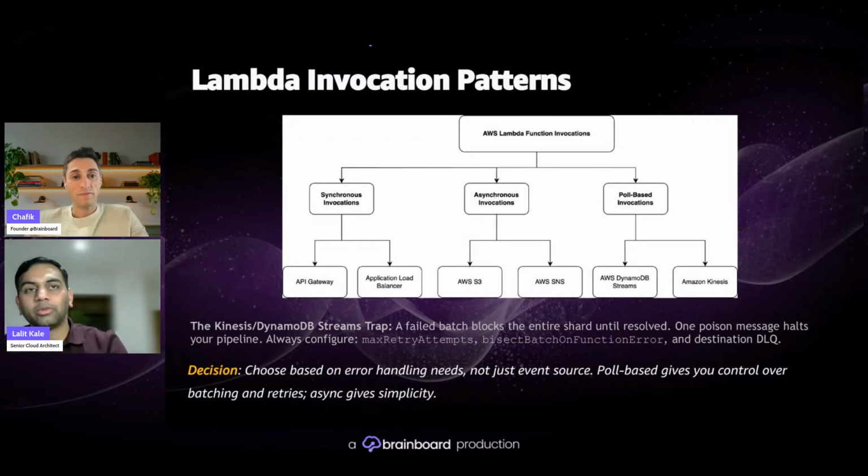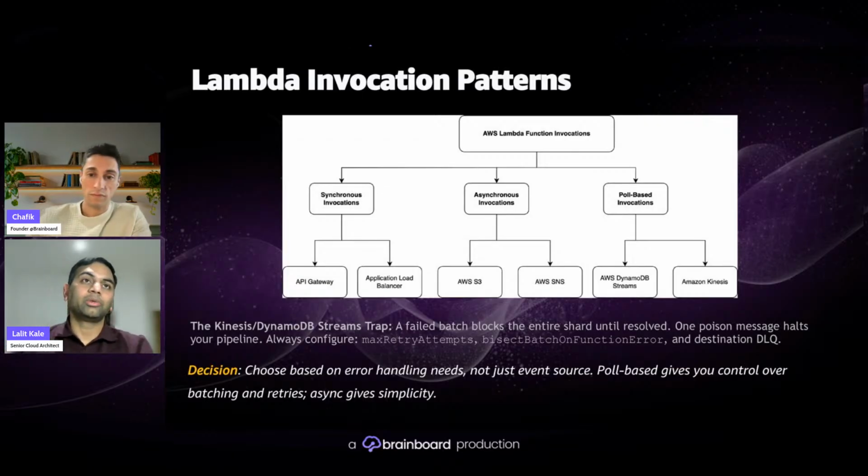For example, I have mentioned one of them. When you do stream processing through the DynamoDB or Kinesis stream, one poison message can hold the whole pipeline, and it can just clog your pipe. So you have to configure a DLQ and other mechanisms. Your choice of service is not just dependent on what is written on the front page of AWS.